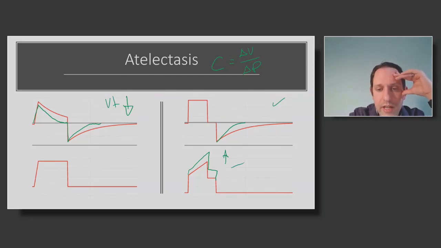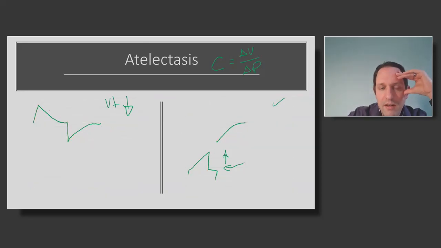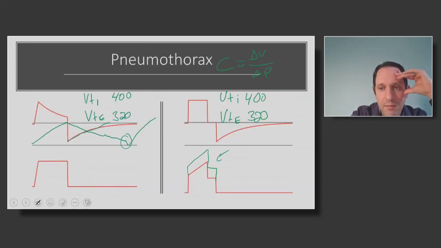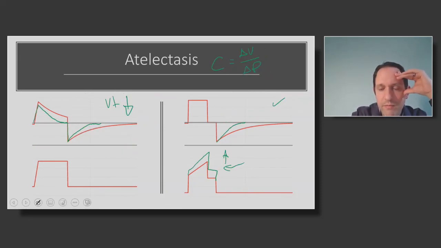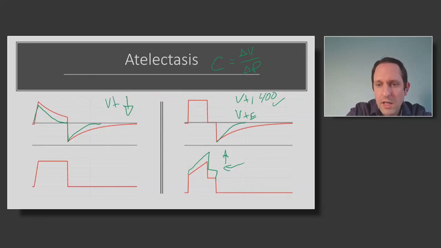Again, this is a compliance change, which could easily be a pneumothorax, except this would tell you that there's something different going on because you're losing volume, whereas this, your volume should be the same. They should not be different between VTI and VTE.